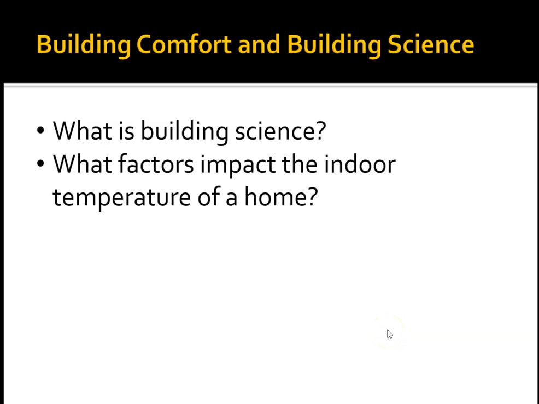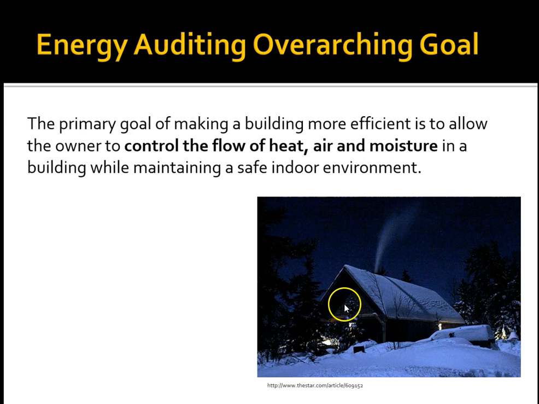Okay, in this discussion, I'm going to go over the basics of building science and the factors that impact indoor air temperature in a building. The primary goal of making a building more efficient is to control the flow of heat, air, and moisture in a building. And we'll go over all of that throughout this semester.